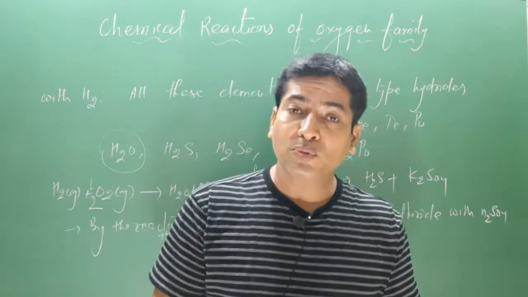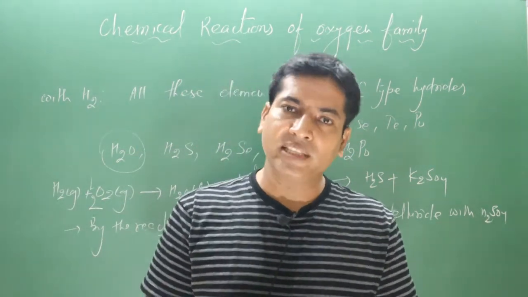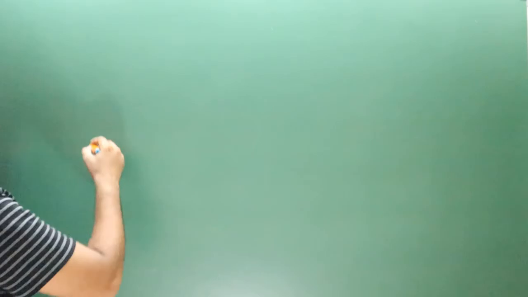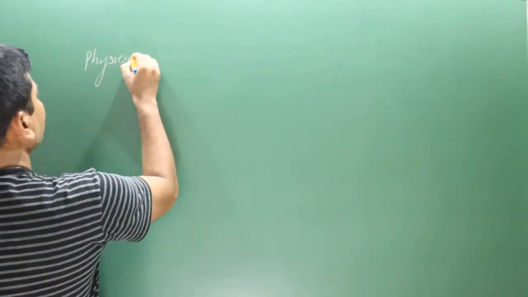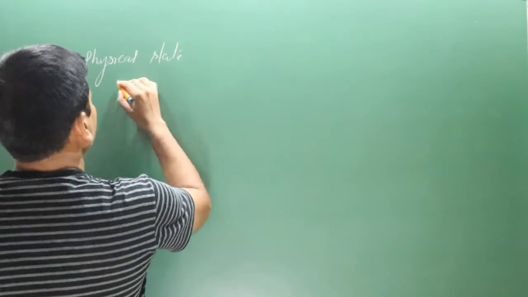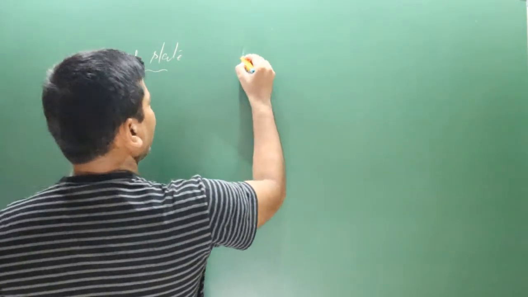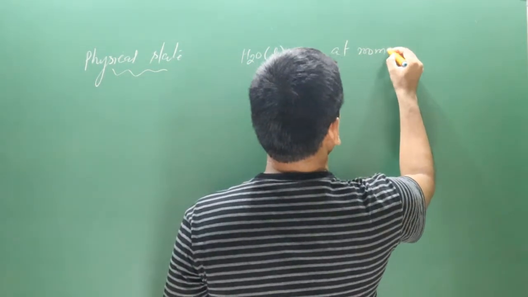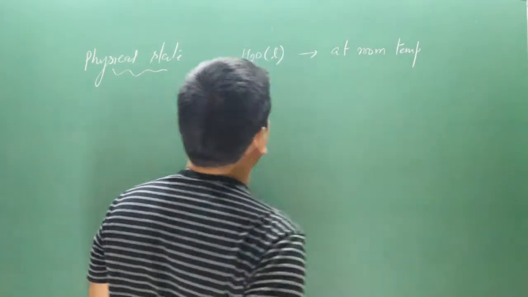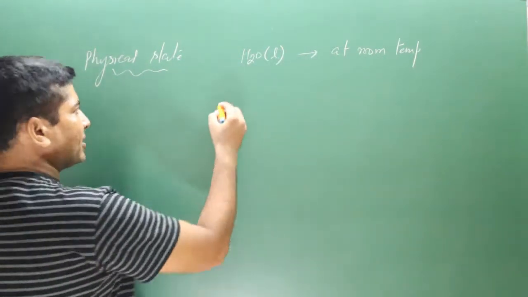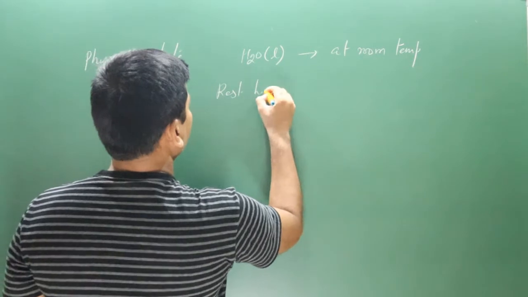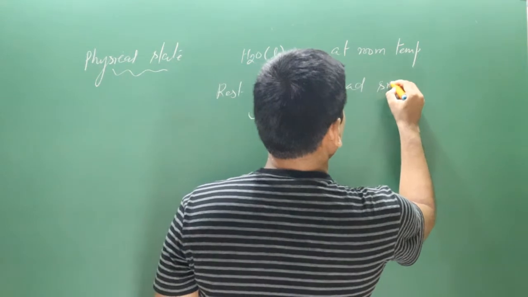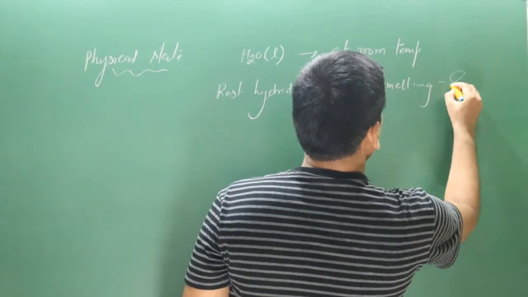Now let's move on to the physical properties of these hydrides. Next we have the physical state of these hydrides. First we have the hydride of oxygen, that is the water molecule. It is in the liquid state at room temperature, while the hydrides of the rest of the elements are bad smelling and poisonous gases.